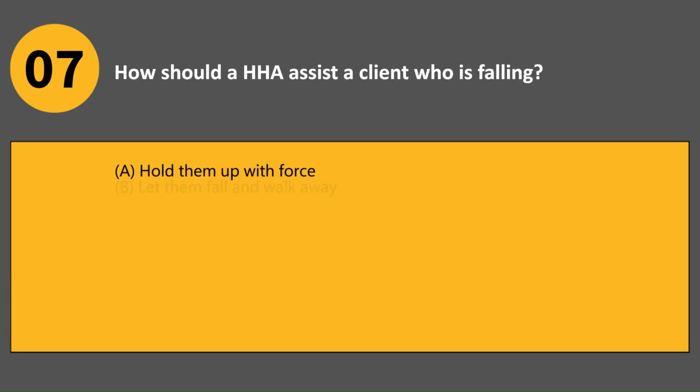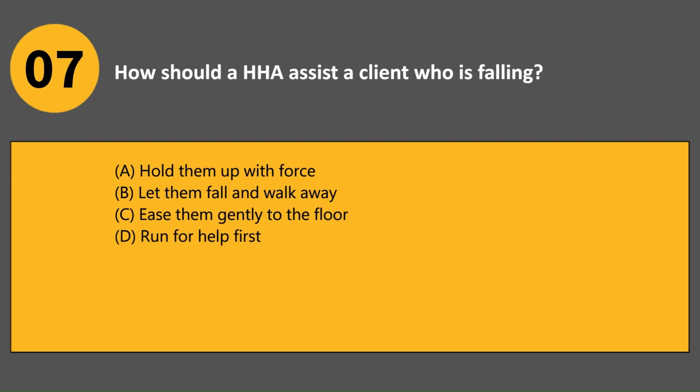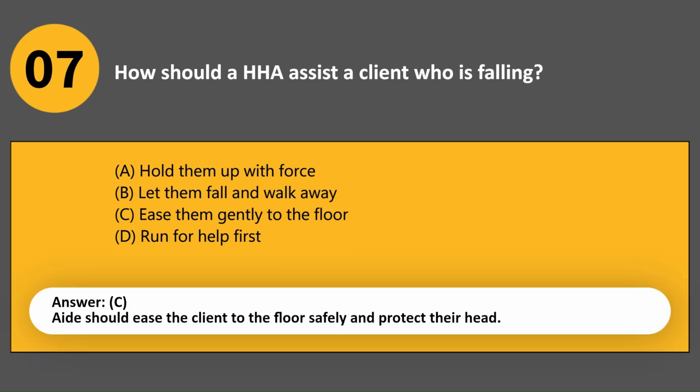How should a HHA assist a client who is falling? A. Hold them up with force. B. Let them fall and walk away. C. Ease them gently to the floor. D. Run for help first. Answer: C. Aide should ease the client to the floor safely and protect their head.